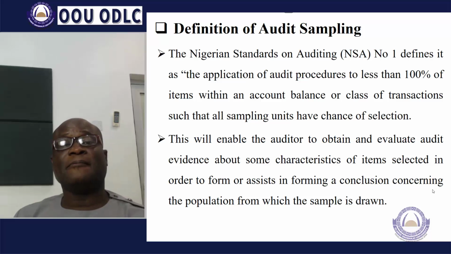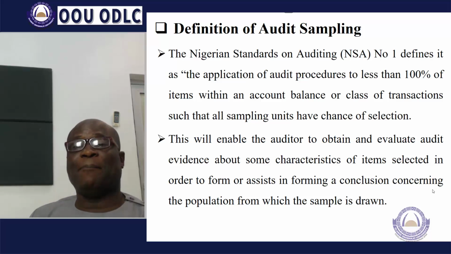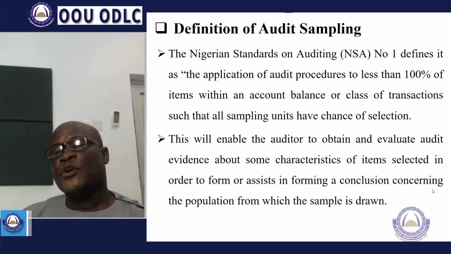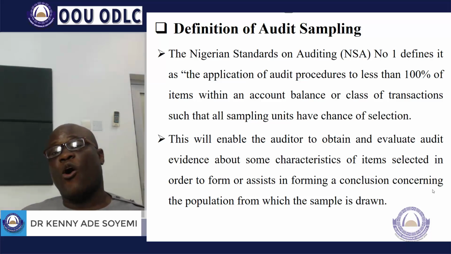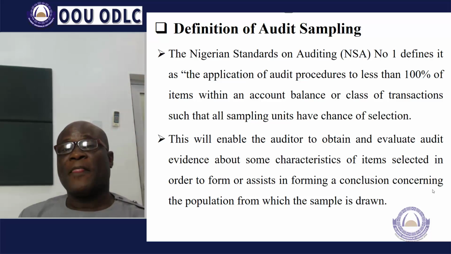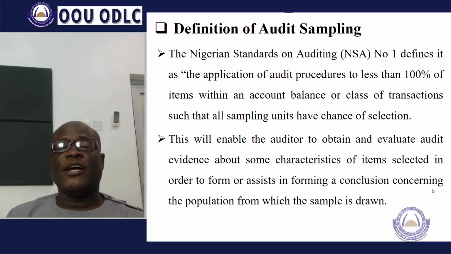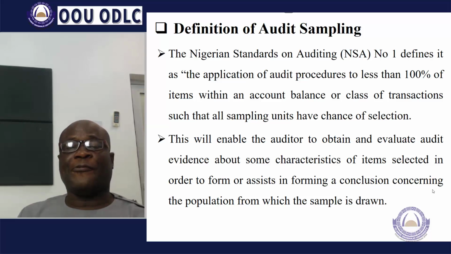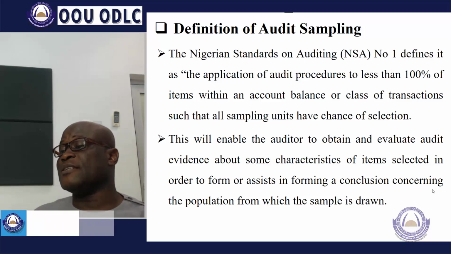What then is audit sampling? The standards on auditing define audit sampling as the application of audit procedure to less than 100% of items within an account balance or class of transactions, such that all sampling units have a chance of selection. It will enable the auditor to obtain and evaluate audit evidence about some characteristics of items selected in order to form or assist in forming a conclusion concerning the population from which a sample is drawn.